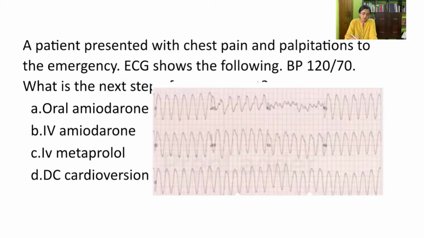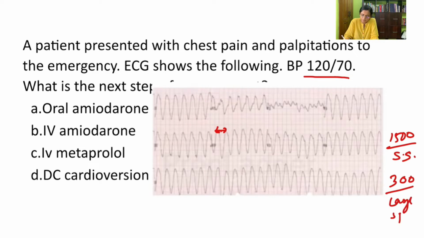Now coming to the next question. A patient presented with chest pain and palpitations to the emergency. ECG shows the following. Blood pressure is 120/70. What is the next step of management? Now over here, the rate that we can calculate is 1500 divided by small squares, or 300 divided by the large squares. You can see here that the rate is approximately 300, so the rate is very high. Apart from that, you can see the QRS complex is also very wide. So basically the patient is having ventricular tachycardia.